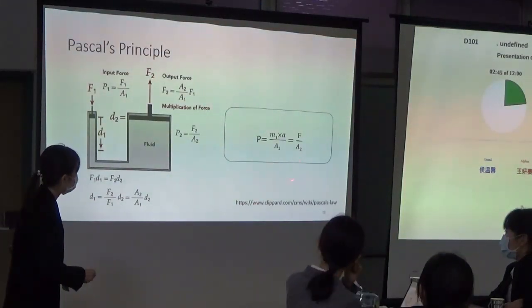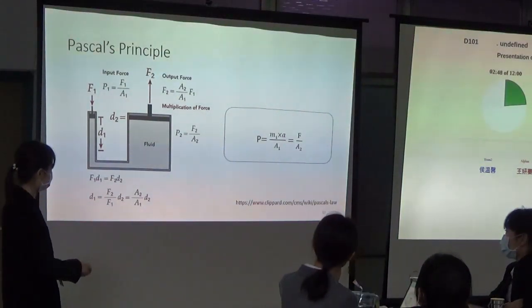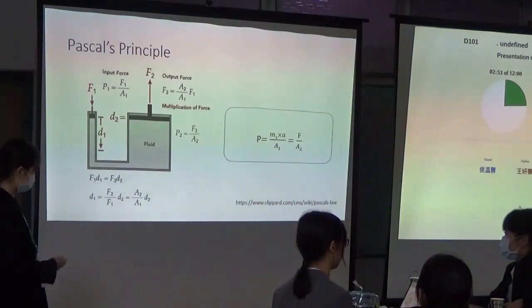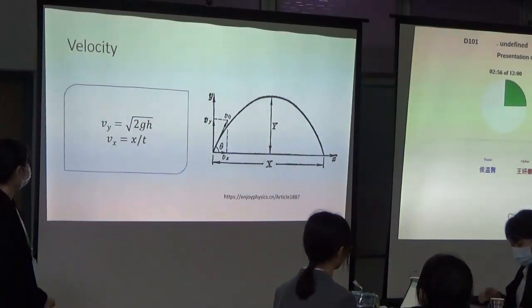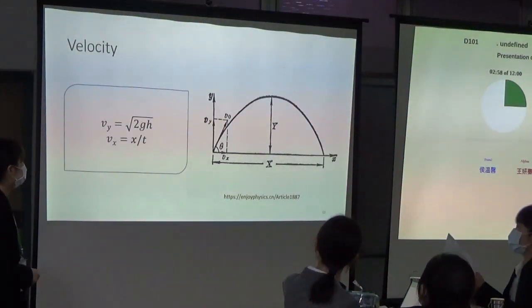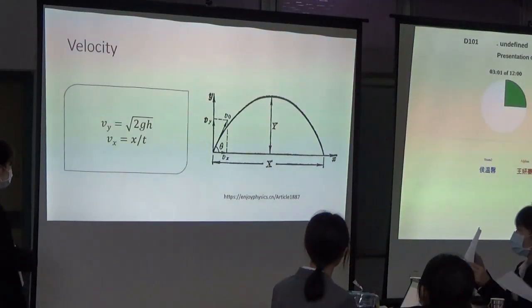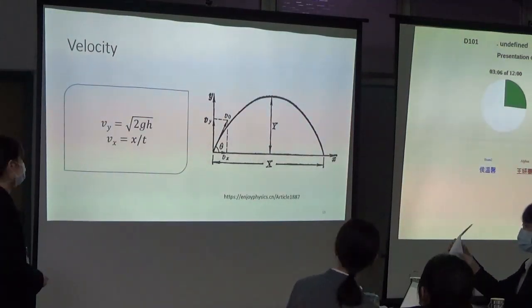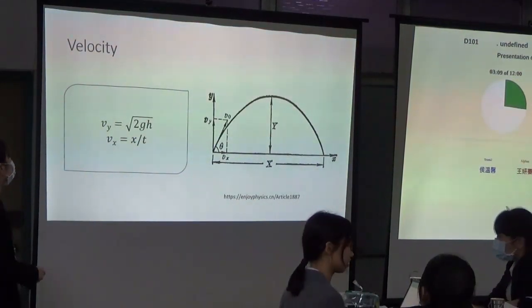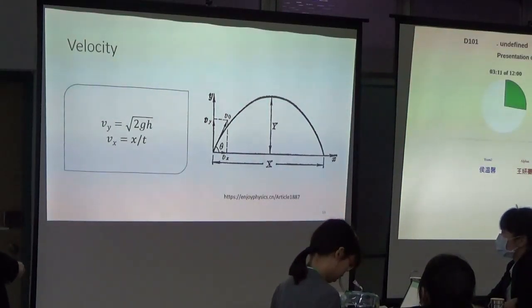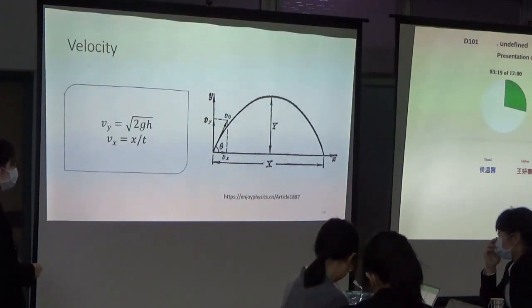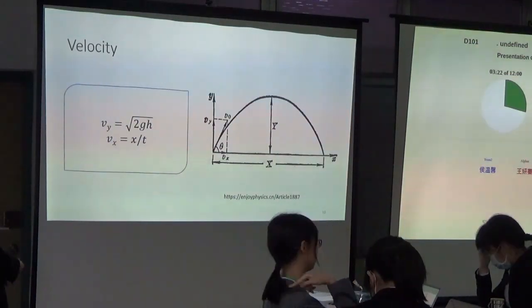And in my experiment, I will change the area to discuss the area and the velocity relation. And last is the velocity, because the question asks you to calculate the exact velocity. And because I use the tracker to observe its track, it's a projectile motion. So we can use the equation to calculate my exact velocity.